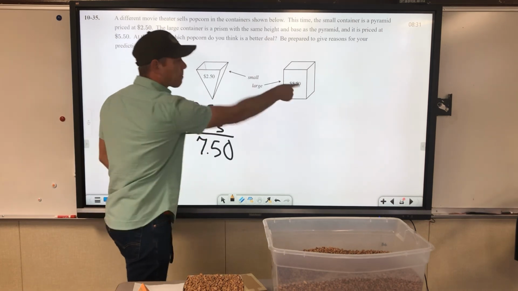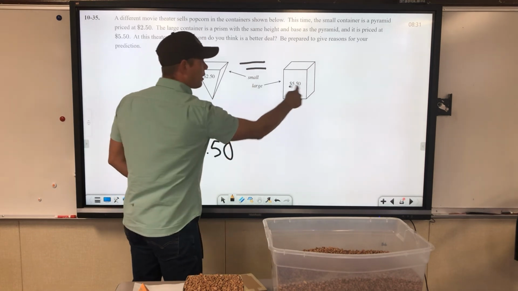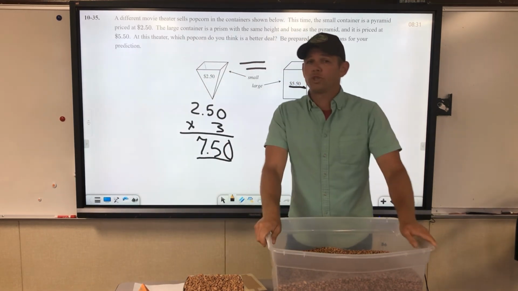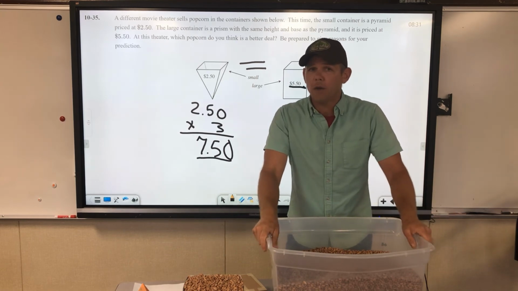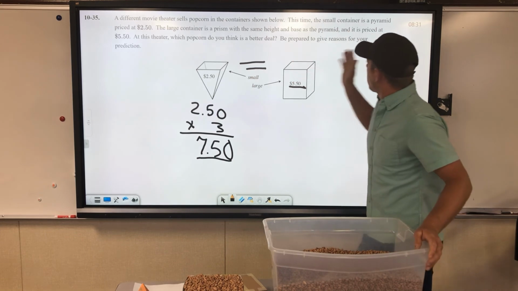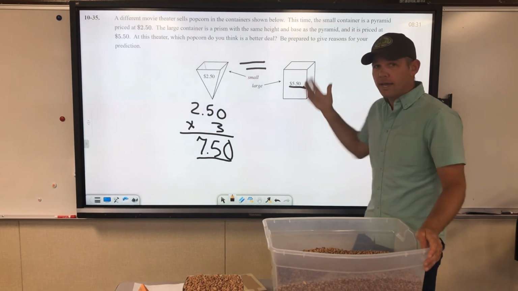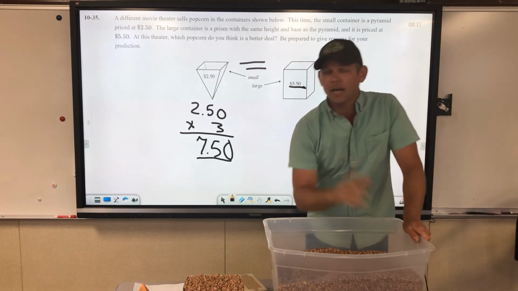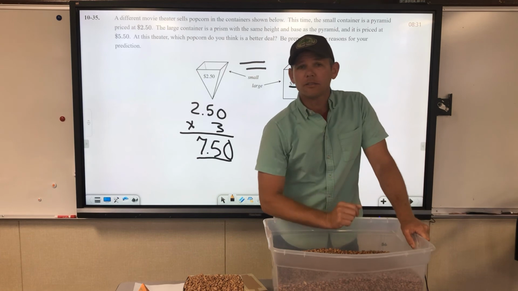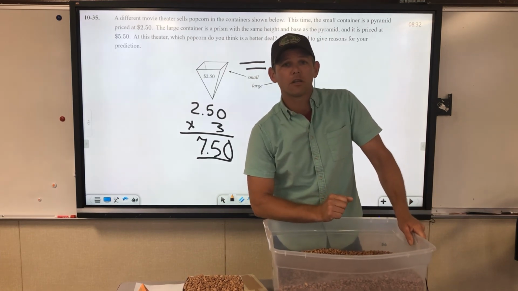Same amount of popcorn, but notice the price difference. So which one would you want to buy? Which one is a better deal? Let's go ahead and write that our prism of popcorn is a better deal because it should cost $7.50. However, it only costs $5.50.